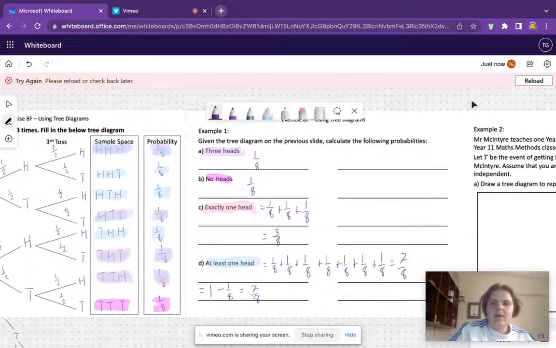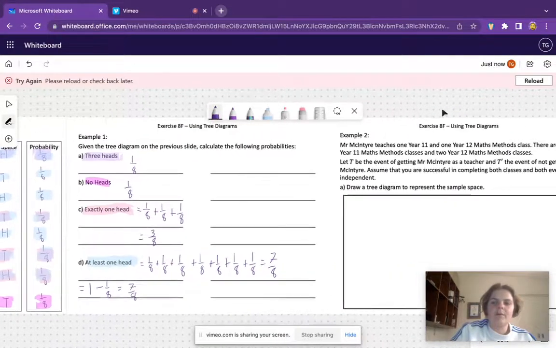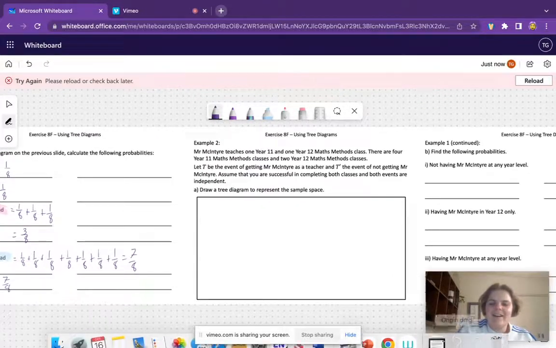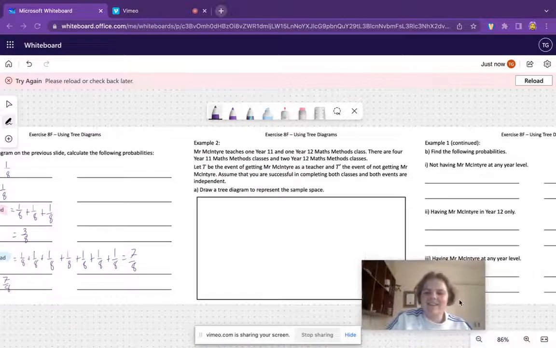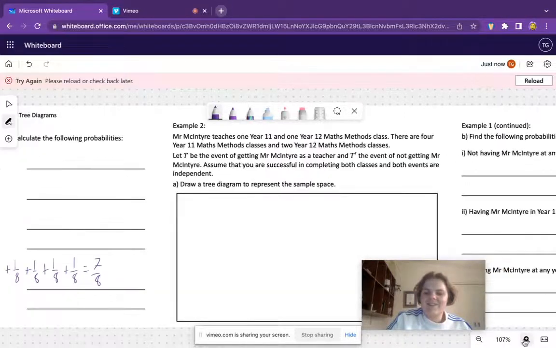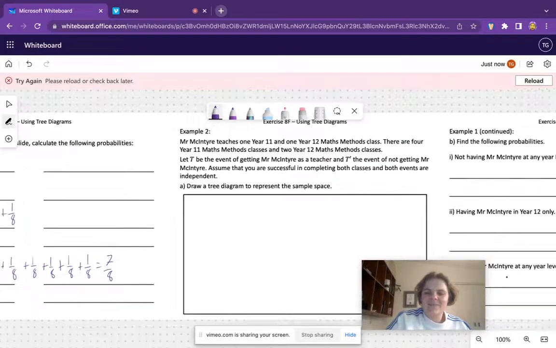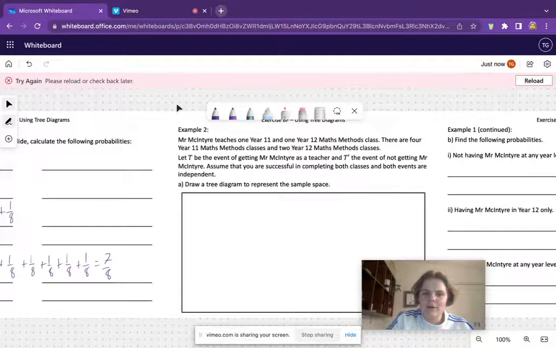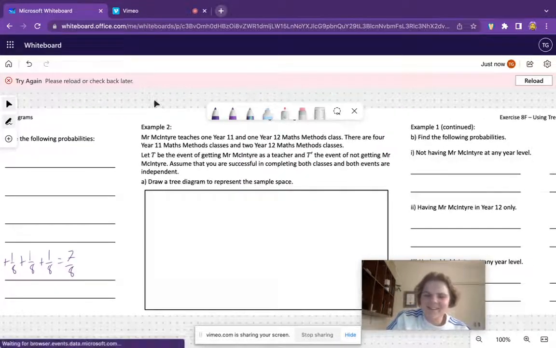So let's move along now to something where you don't have the same probability for each outcome. Now, Mr. McIntyre actually made these slides, so I'm still using his example here, but I did update it for our current situation, which is that next year there's going to be 4 Year 11 methods classes and 3 Year 12 methods classes. I don't know how many Mr. McIntyre is going to teach, but this is for the example.